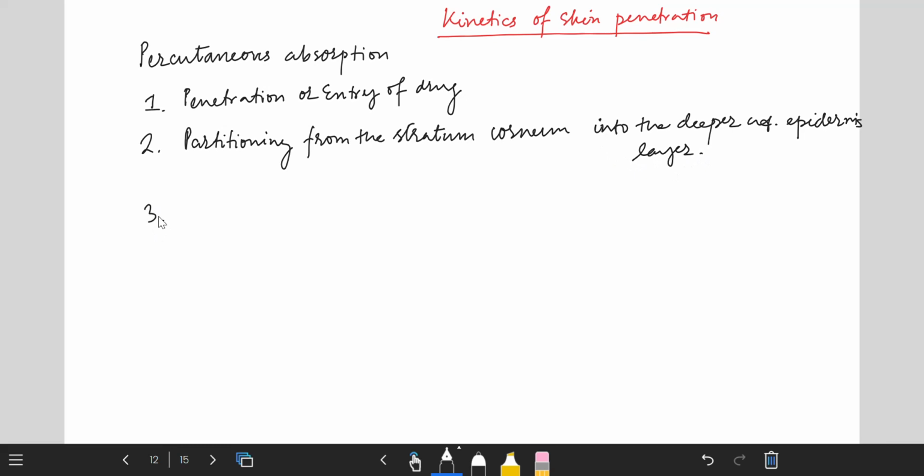Now, in the third step, what happened? Diffusion process occurred. Diffusion through the viable epidermis or the aqueous epidermis layer and to the upper epidermis layer. So, here diffusion occurred from aqueous epidermis to the outer epidermis.